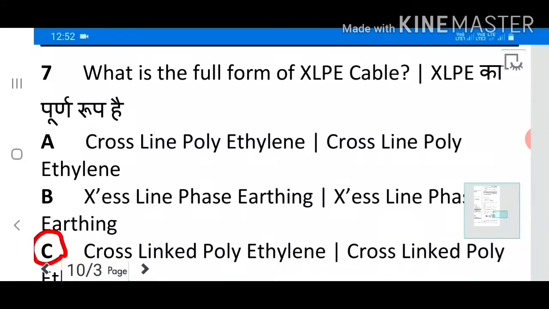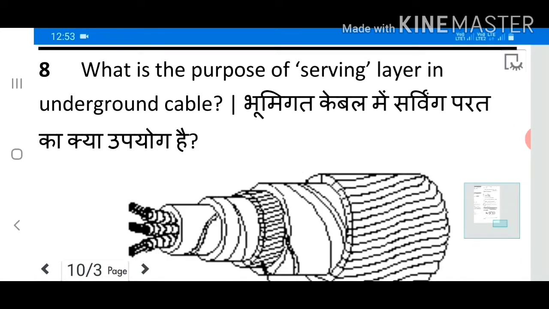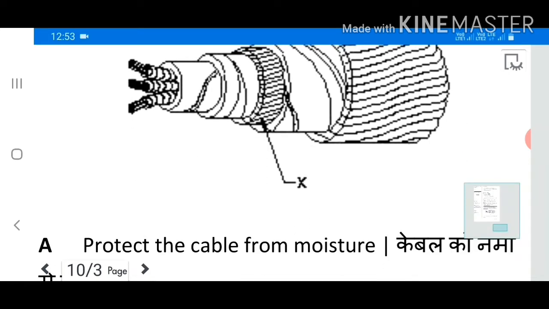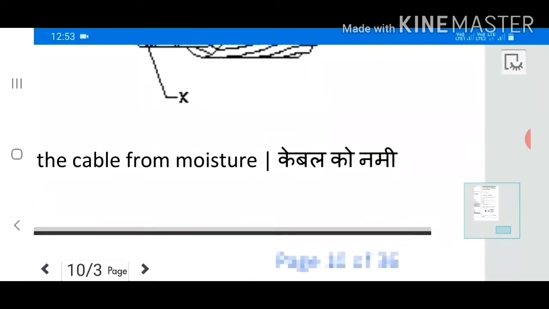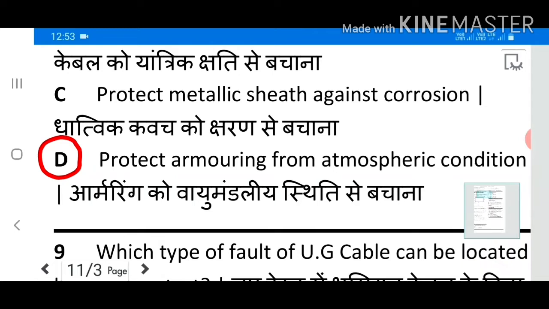7. What is the full form of XLPE cable? Answer C. Cross-linked polyethylene. 8. What is the purpose of serving layer in underground cable? Answer D. Protect the armoring from atmospheric condition.